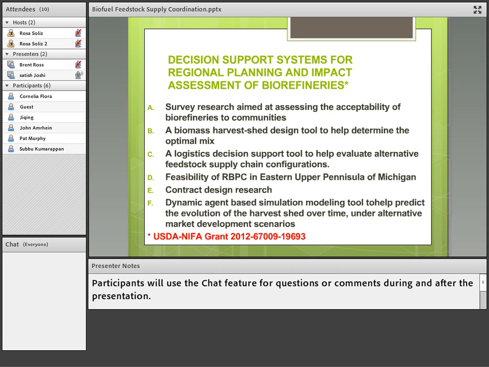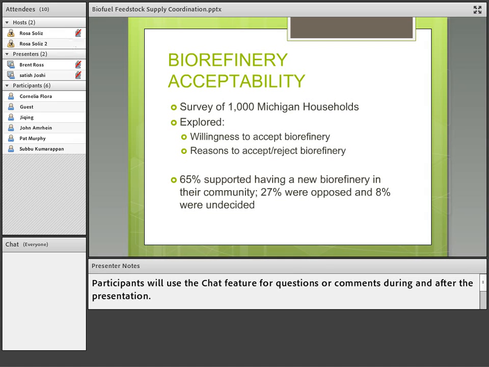Okay, thanks very much. To explore further the acceptability of having a biorefinery in one's community, we relied on a telephone survey of 1,000 Michigan households. We were looking at whether they would want a biorefinery in their community, and then reasons to either want or not want that biorefinery. The bottom line is that 65% supported having a new biorefinery in their community, so a pretty strong majority supported it. There were 27% who were opposed, and 8% were undecided.